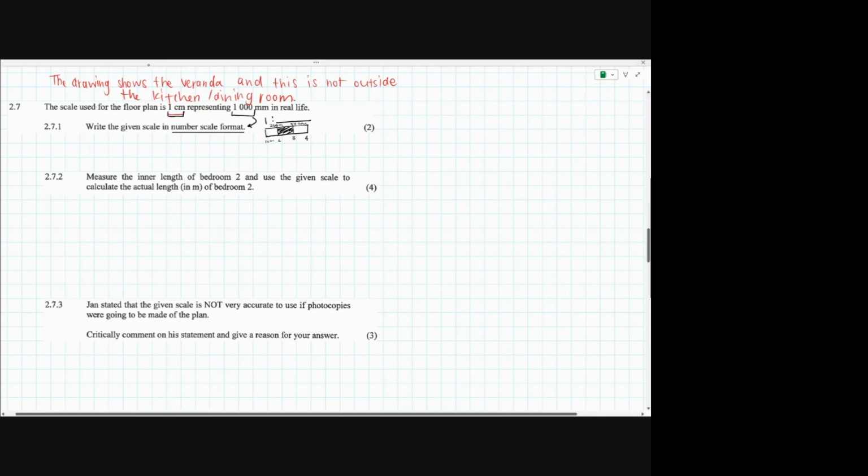Now, the most important thing that we need to remember is that my units must be the same. For a number scale, your units must be the same. You have no choice in the matter. It's a case of 1 unit on your map represents however many of the same unit in real life. So that's going to be the first thing here, because we were given 1 centimeter is equal to 1,000 millimeters. I don't want that. I need my units to be the same. So I need to do a conversion. Does anyone remember how many millimeters there are in 1 centimeter?